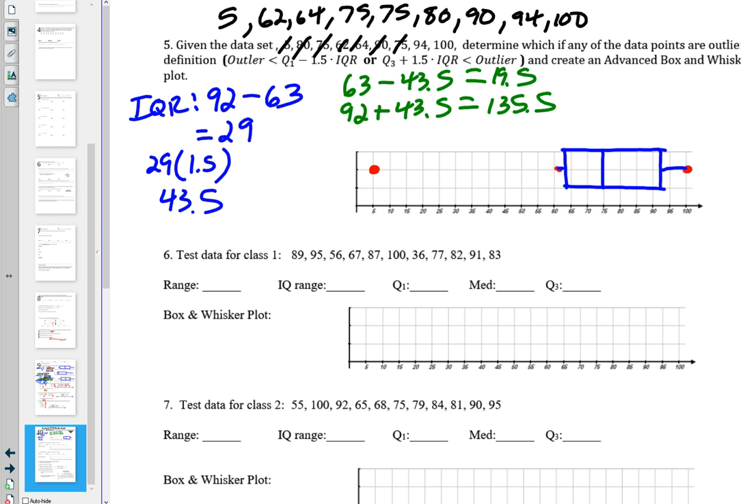Where did I get the 62 from? Yeah, that was the second lowest. The 5 is the minimum, but the next lowest was 62. That's why that's the one that gets the whisker. They need a whisker. Confusion? What are you confused about?